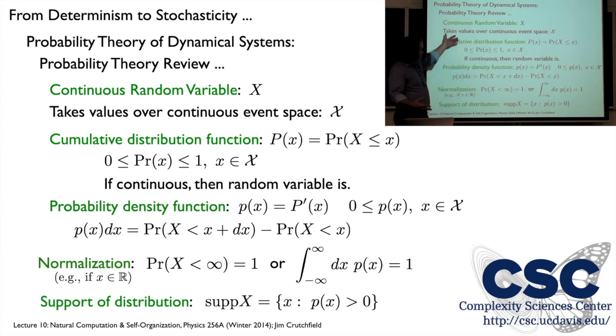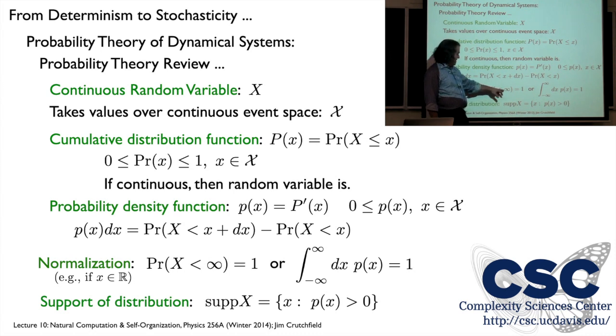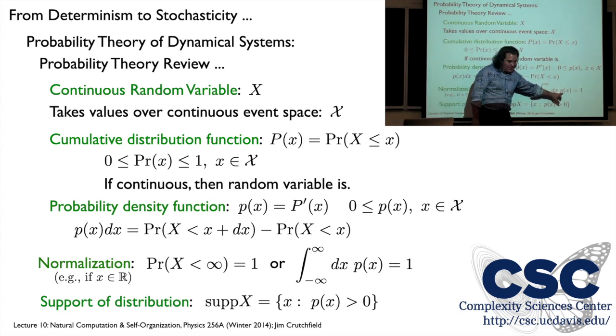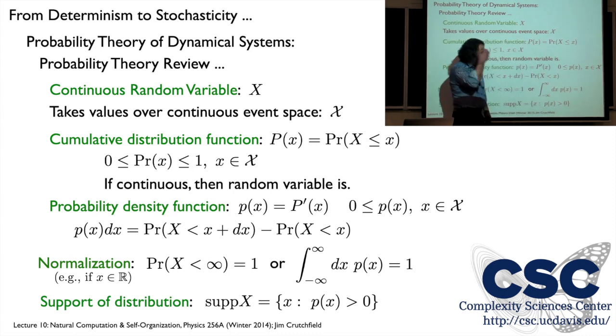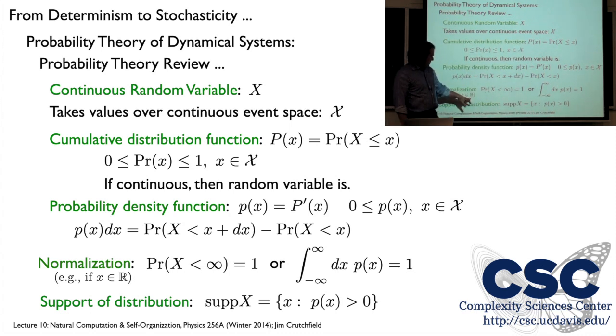Normalization has 2 different expressions here. One for the cumulative distribution function, the probability that x is less than infinity, basically the whole continuous event space, is 1. Something has to happen. Something happened. Or we can integrate this probability density function over the domain, over the values of the continuous random variable, and that integral should be 1. So here I'm writing these down not in sort of the general case, but as if the realizations were on the real line.